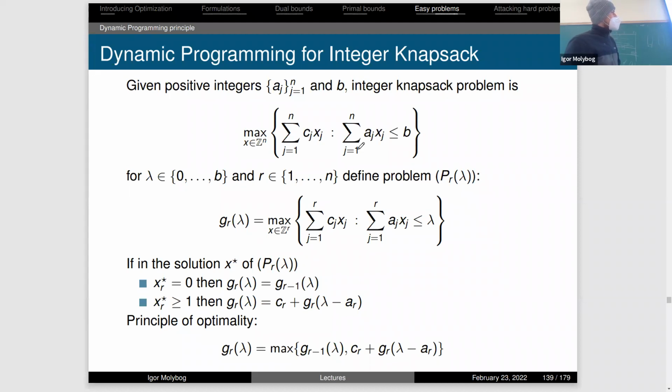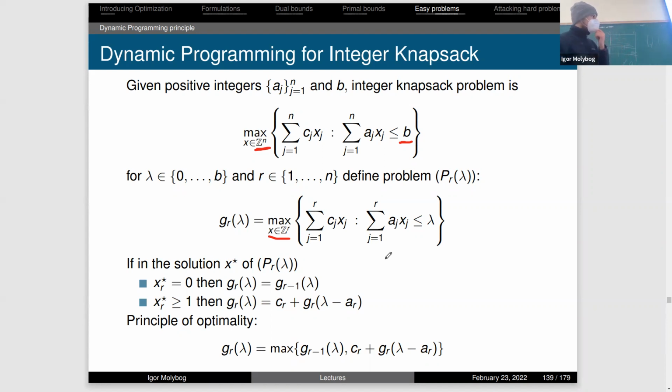The dynamic programming of integer knapsack is an interesting extension on top of that. We are also going to be assuming that the bound b is small enough, but now we have types of items instead of items themselves, and we can take multiple items of the same type into our backpack. For lambda from 0 to b, and for r from 1 to n, we are defining a problem similar to the previous one, with the only exception that the maximization happens over the integer vectors instead of the binary vectors.